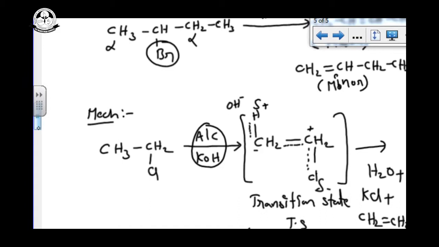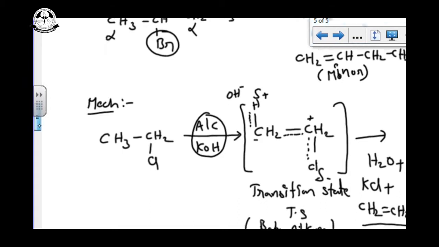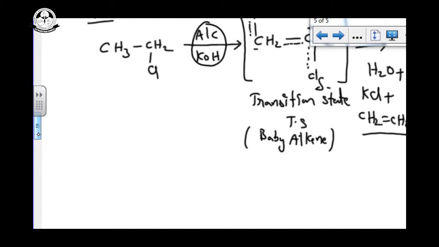Here we have to observe: in dehydration of alcohols we get alkene, and their intermediate is a carbocation. But when alkyl halides are converted to alkene, the reaction intermediate is the transition state, that is the baby alkene. One most important thing we want to observe: unlike the other, in this mechanism there is no carbocation.